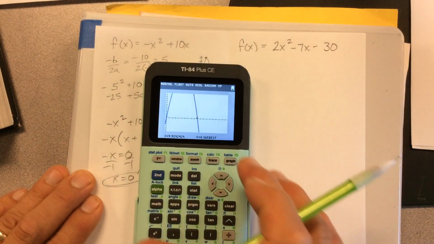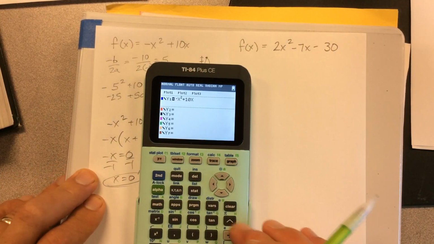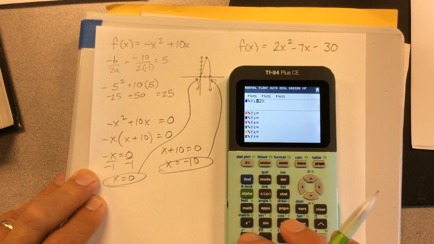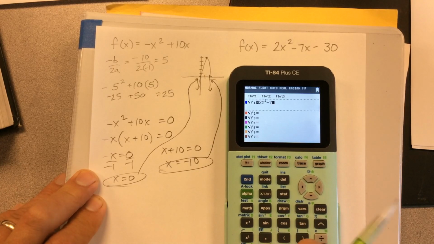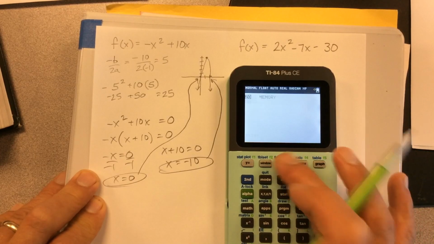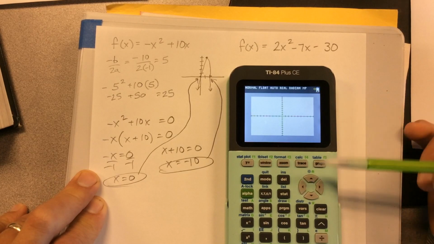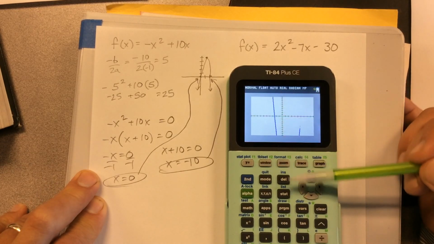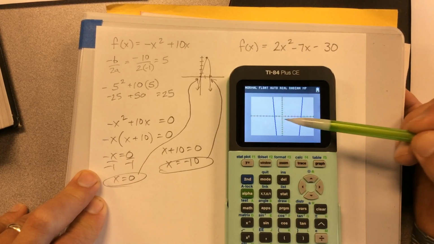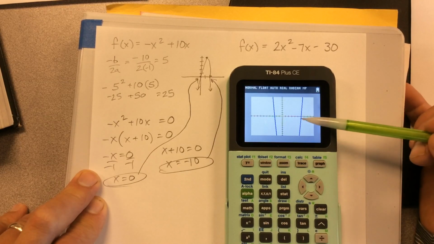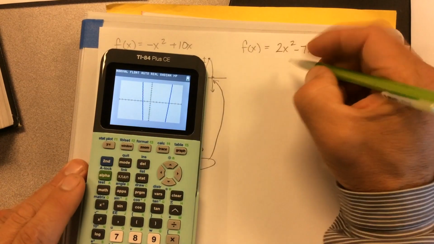So let's do number 2. I'm going to skip the negative b over 2a, and I'm going to go right to the graph on this one. So I'm going to go 2x squared minus 7x minus 30. I'm going to zoom back to my standard screen. And, oh, there it is. It goes way down, and it goes way up. It looks like I have an intercept here at about negative 2.5, and an intercept here at 1, 2, 3, 4, 5, 6. So I'm going to draw that picture.